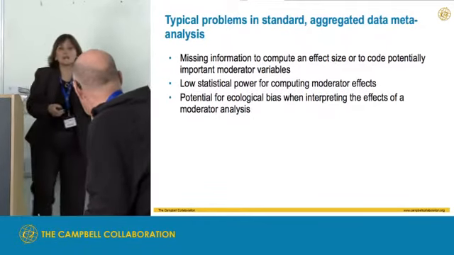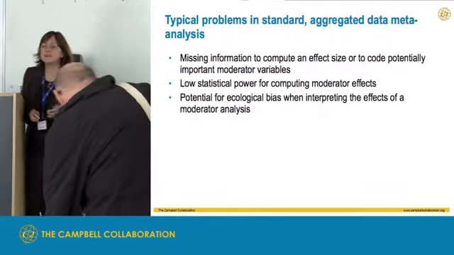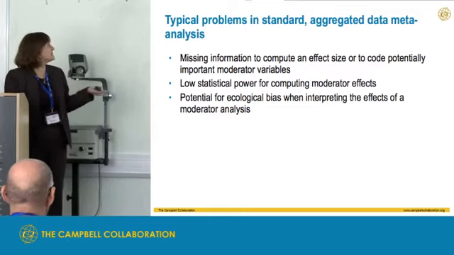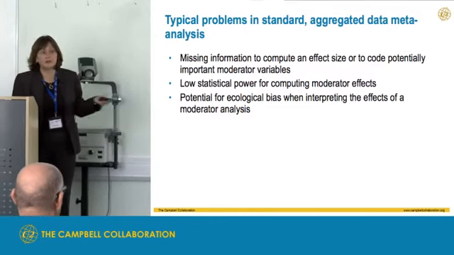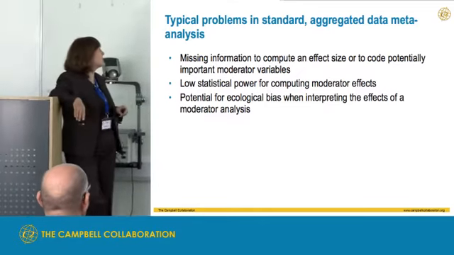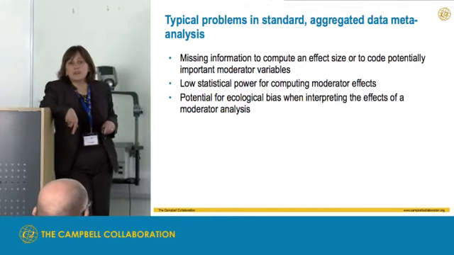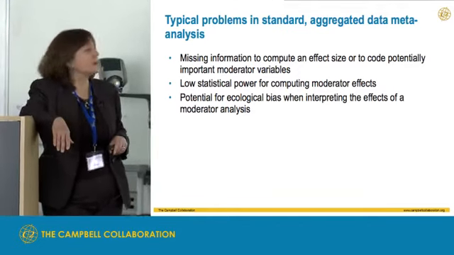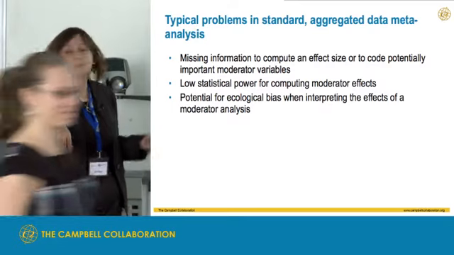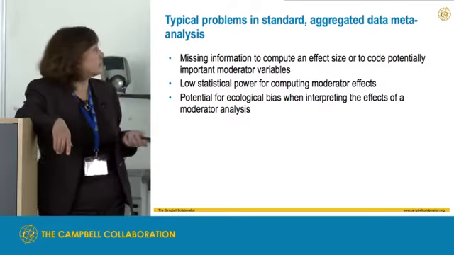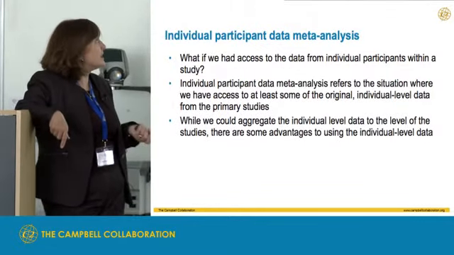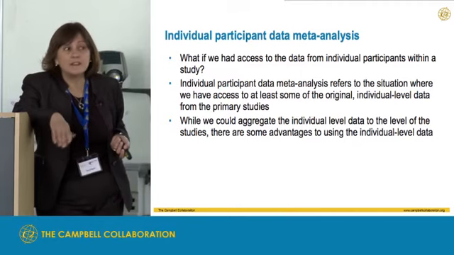But we also run into a couple of problems in standard aggregated data meta-analysis. For example, we have missing information a lot of times in a study, published or unpublished, to compute an effect size or to code potentially important moderator variables. We also might have low statistical power for many reasons for computing moderator effects. And then we also have this potential for ecological bias, which I'm going to talk about each of these three separately now.